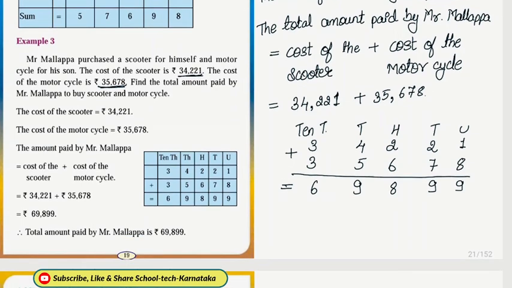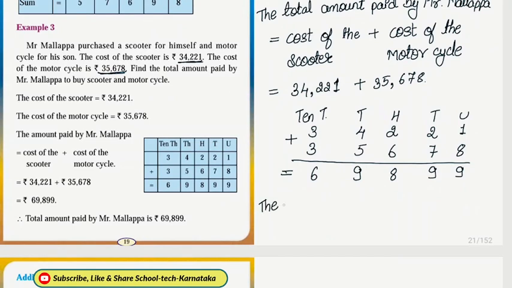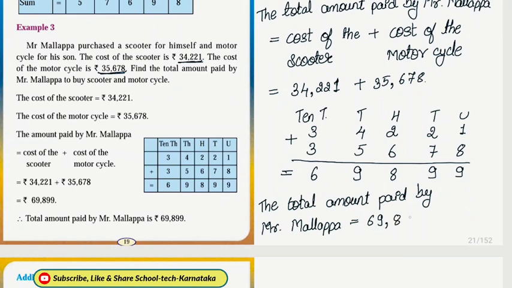So the total amount paid by Mr. Mallappa is equal to 69,899. This is our answer.